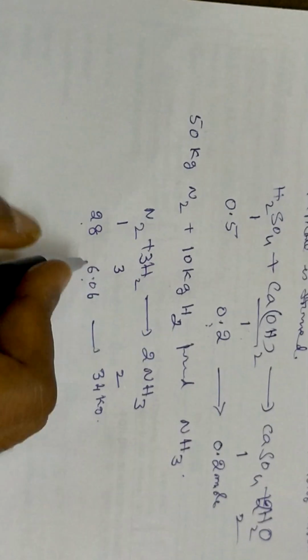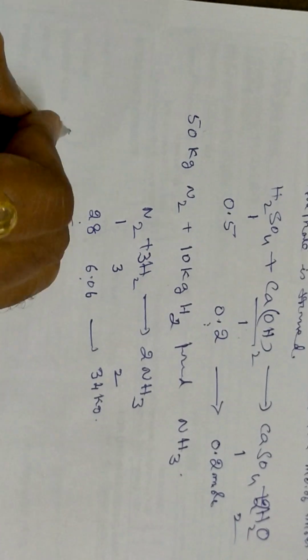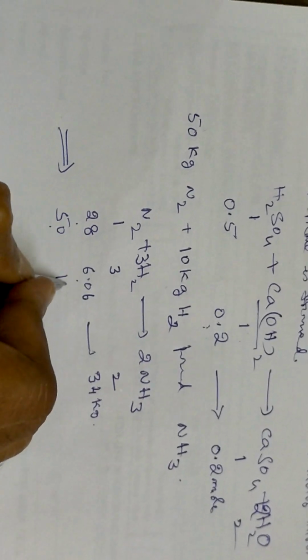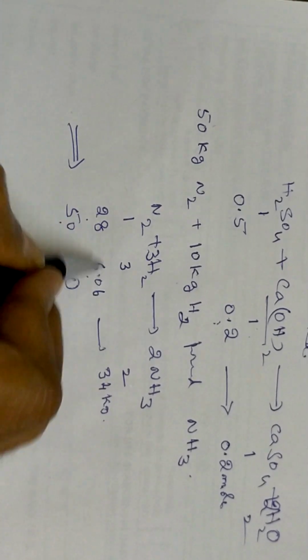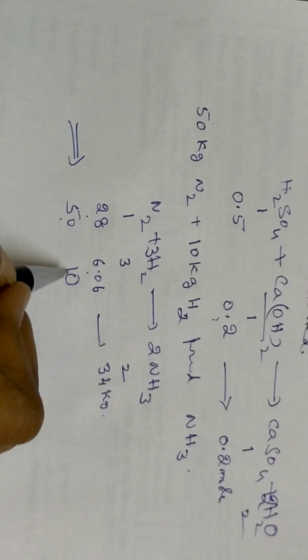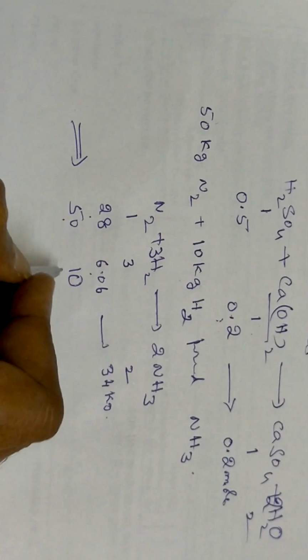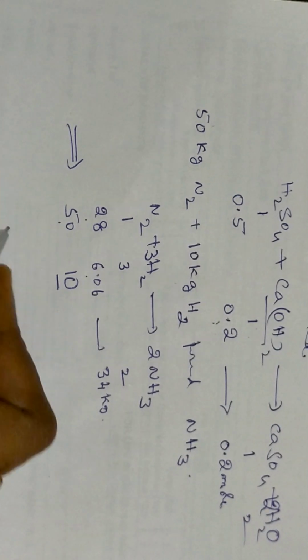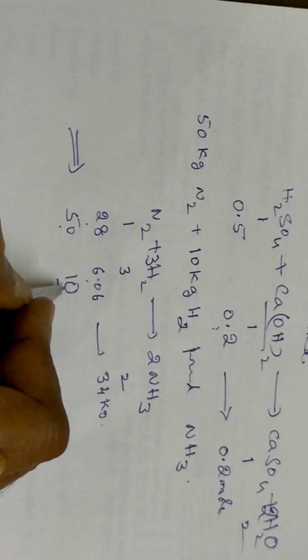Now what was given in the problem? 50 kg of nitrogen and 10 kg of hydrogen. Here the ratio is around 4.5 roughly, so the ratio is more than required. That means the limiting reagent is hydrogen. Nitrogen will remain slightly in excess.